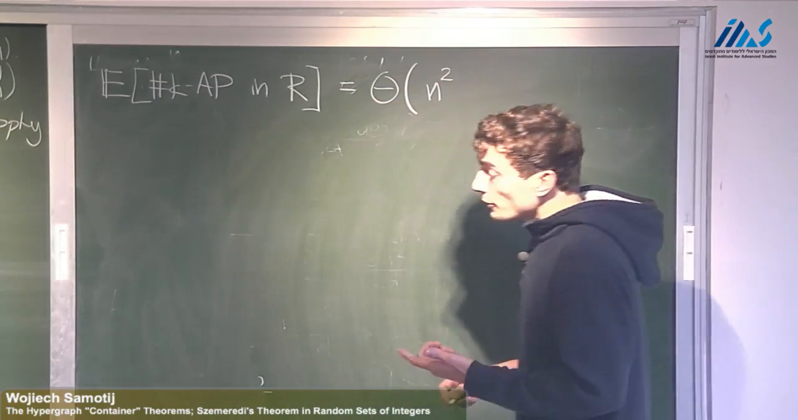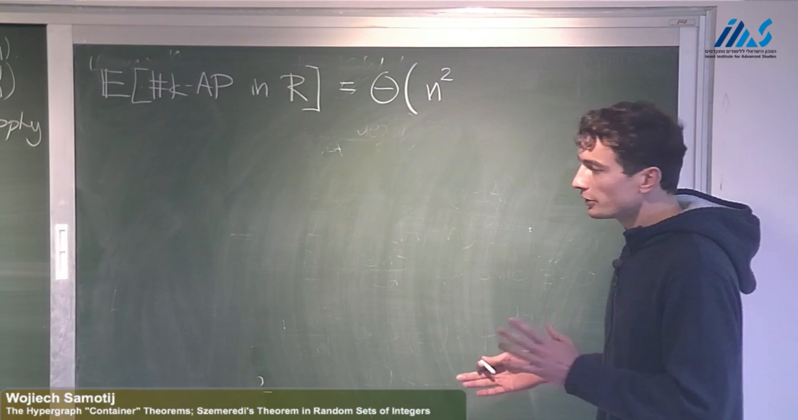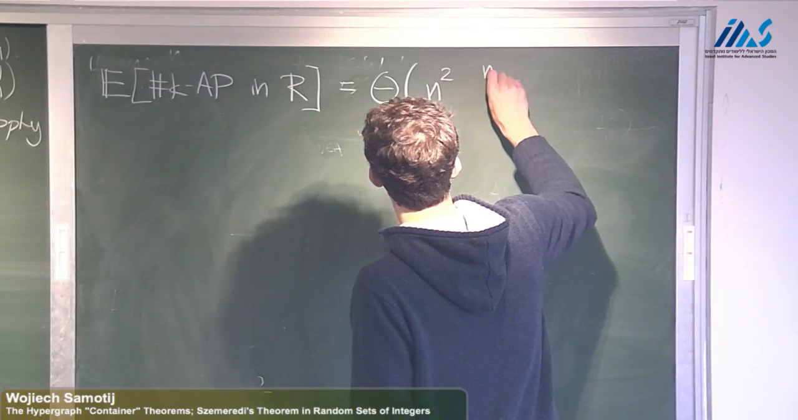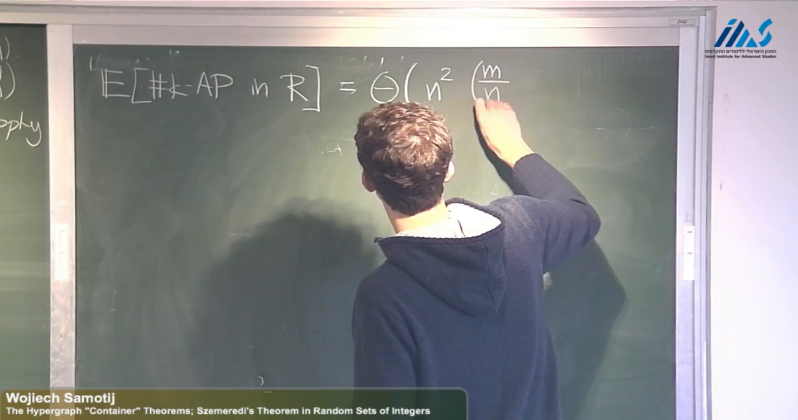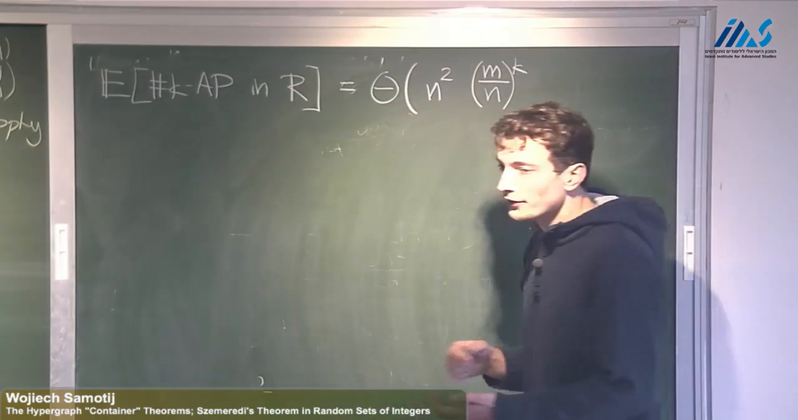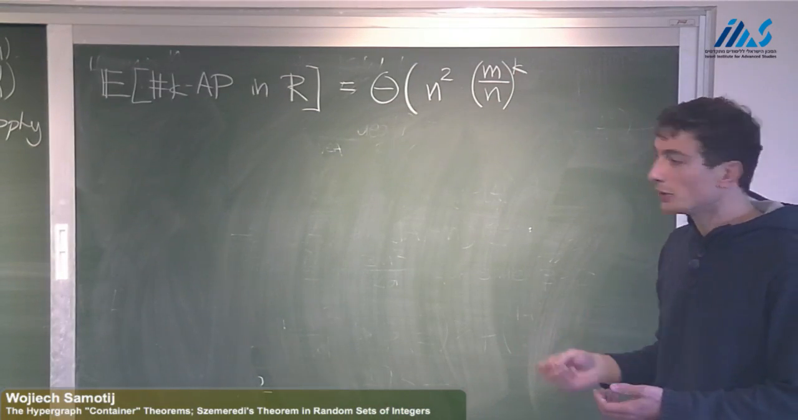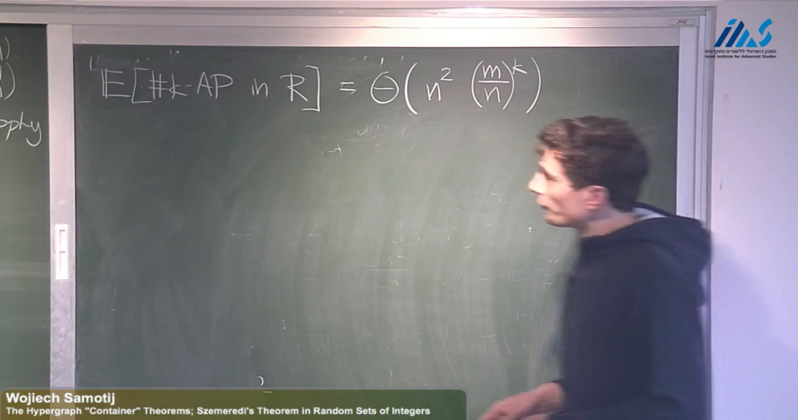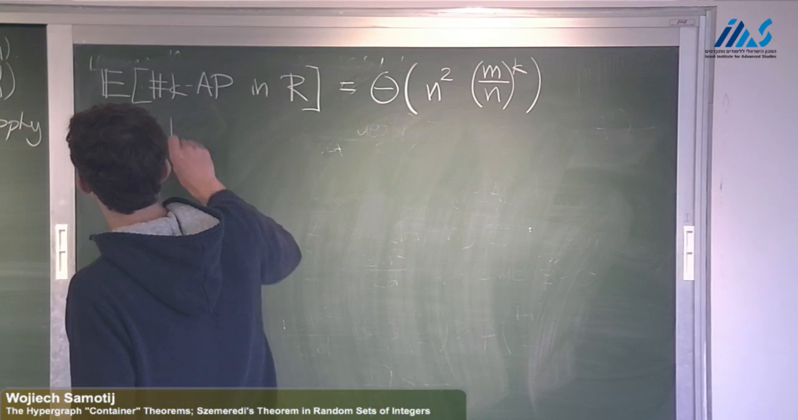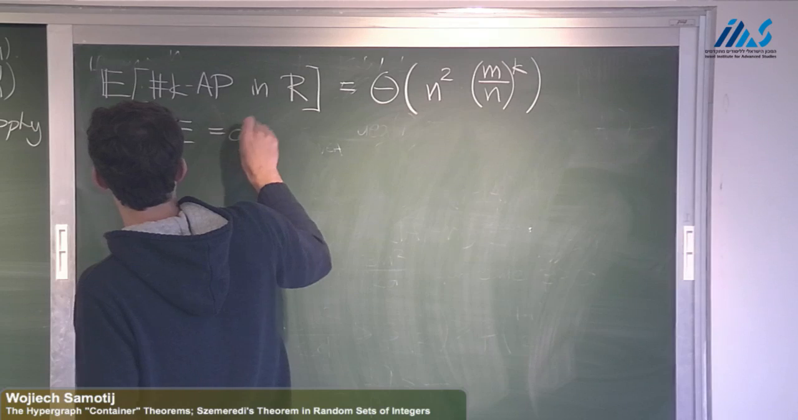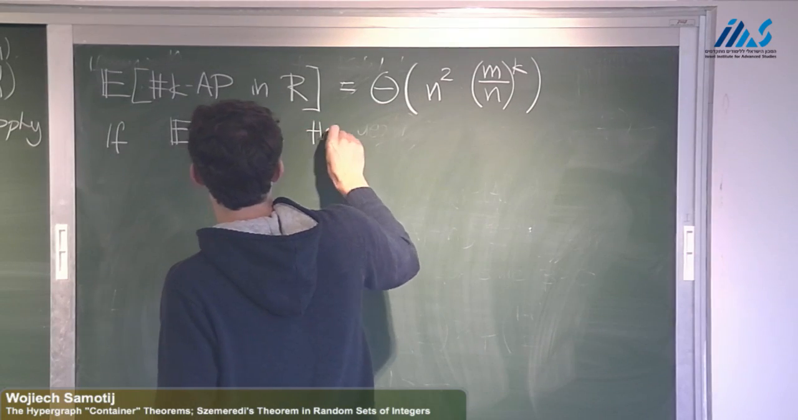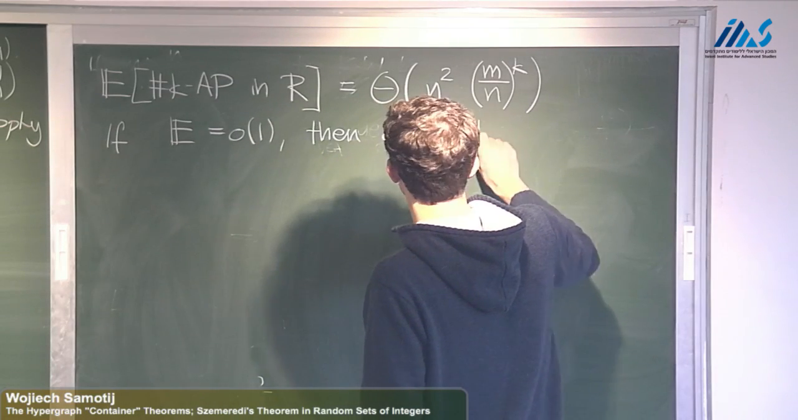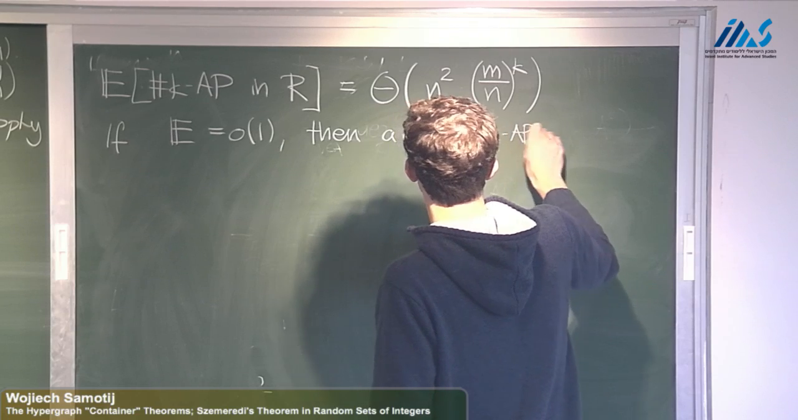Now, then we ask for all these k elements to be contained in this random set of size m. So this is very roughly m over n to the k. Exactly, it's m times m minus 1 and so on divided by n times n minus 1. But for all purposes, this is enough. So certainly if this expectation is little o of 1, then typically the number of k-term APs in R is 0.